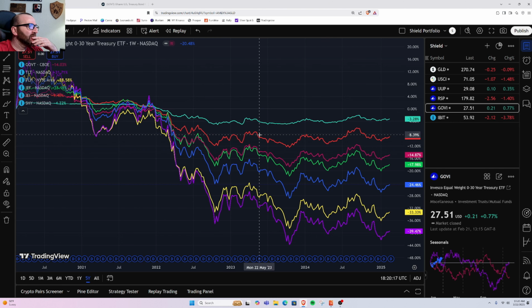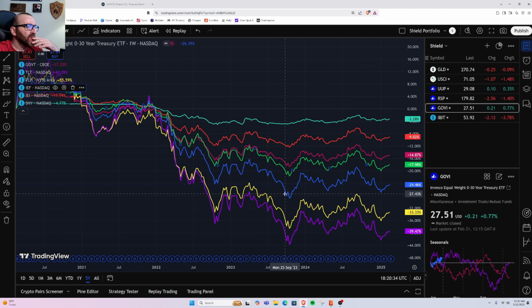This orange one here is IEI. This is the 3 to 7 year. This reddish one here, that's the GOVT. This is the original one I had. This green one's the IEF.